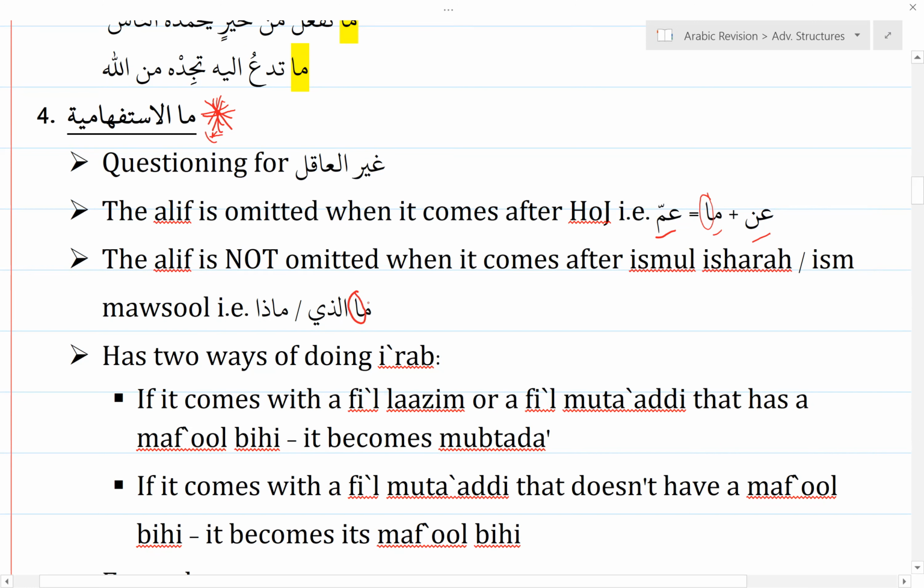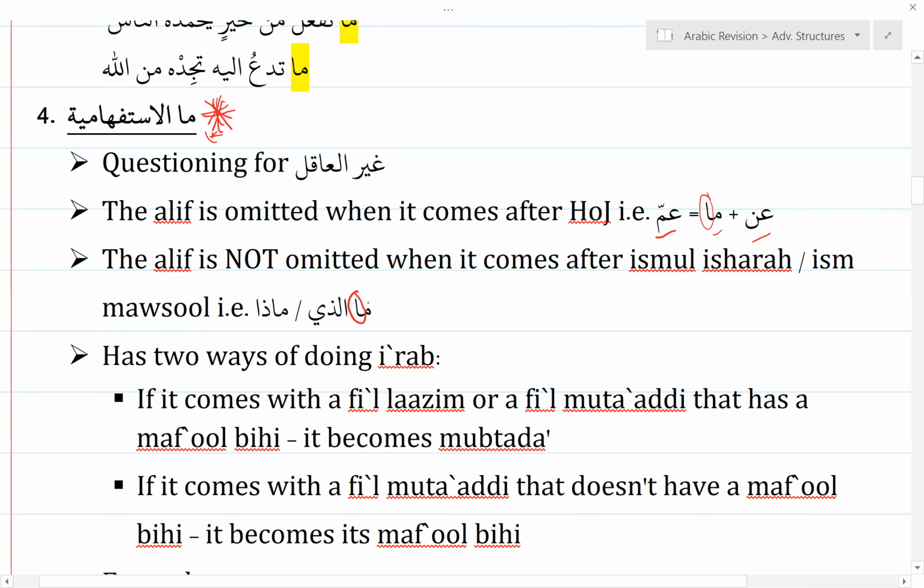Or if it comes with a fi'l that is muta'addi, we covered muta'addi yesterday, for example, kataba. Kataba is muta'addi, but the maf'ul bihi is not mentioned. So we know that fi'l muta'addi has to have a maf'ul bihi for the meaning to be complete. So if the maf'ul bihi is not mentioned, then this ma that came in the beginning, which is ma al-istifhamiyya, will be considered its maf'ul bihi, even though it's at the beginning of the sentence. So those are two ways.